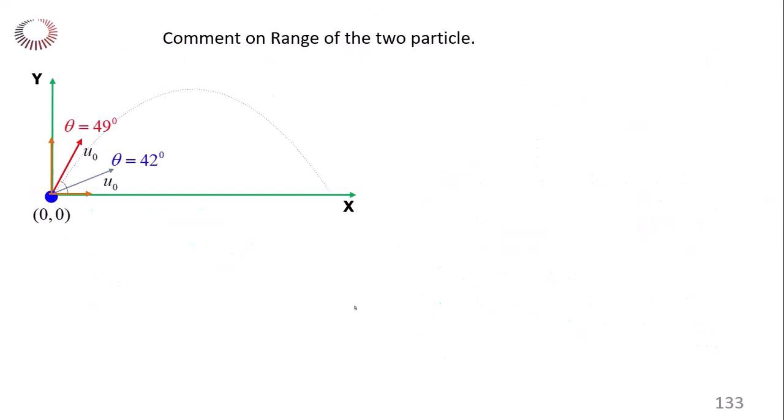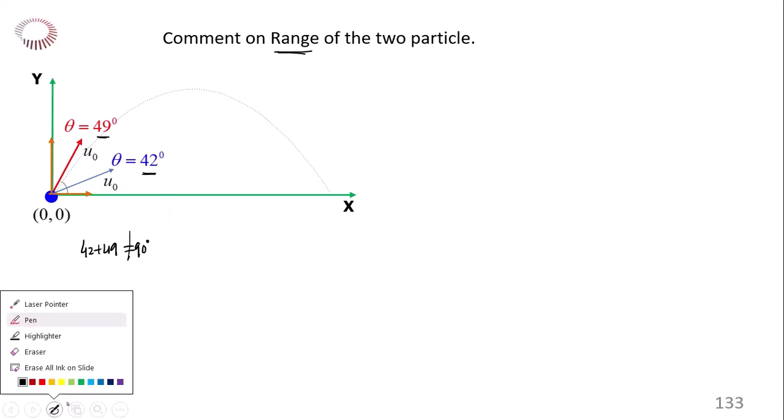Okay. So moving on to the next question. Now you are asked to comment on the range of the two particles. Particle A is projected with an angle of 42 degrees. Particle B is projected with an angle of 49 degrees. And if I add 42 plus 49, that is not equal to 90 degrees. That means they are not complementary. That means they will not land at the same point.